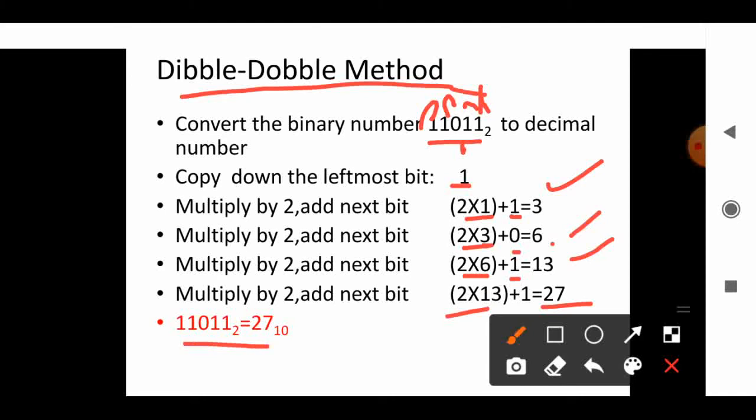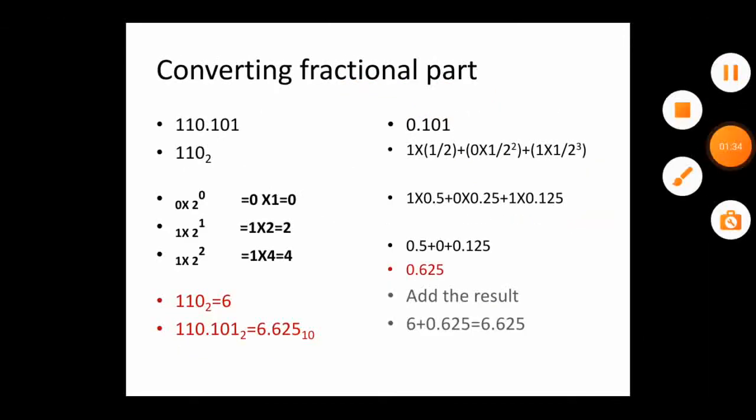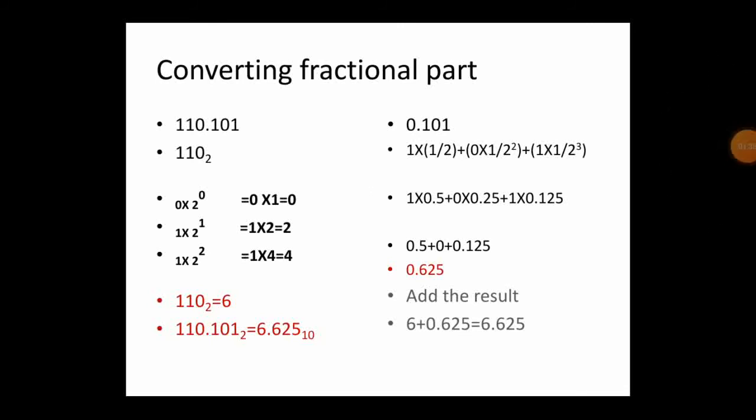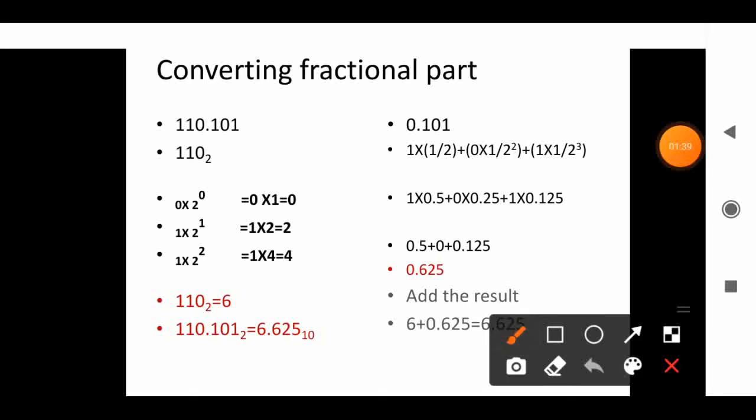This is the result of the binary number. So when you are writing the result, you have to write the base value also. Okay. The next one is converting the fractional part. Converting the fractional part of a binary number into decimal.